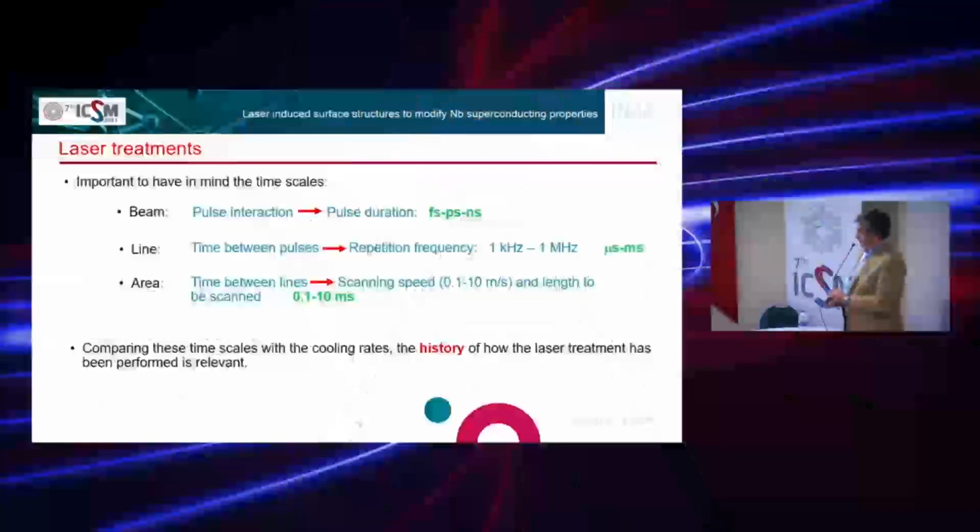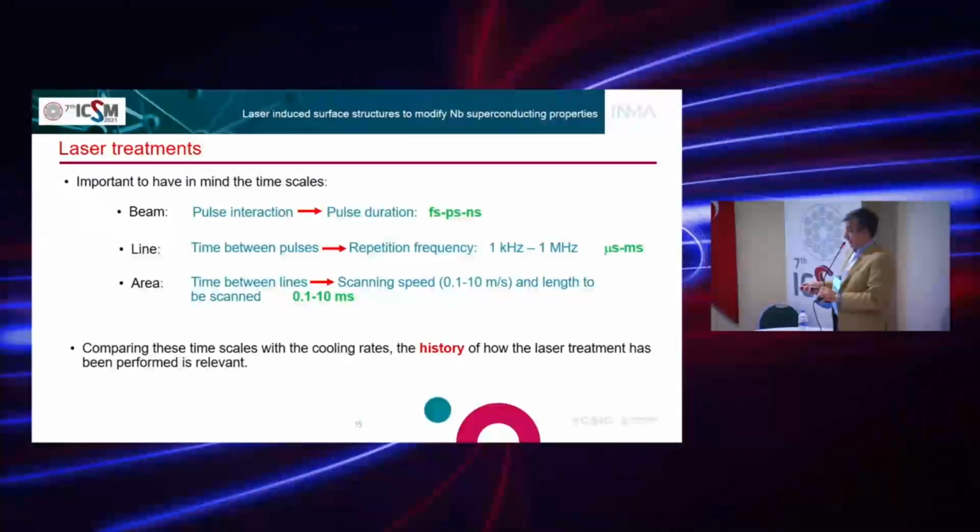And then when you scan the area, you must think that normally the time between two lines is associated with the speed of the laser and the distance you are scanning. And this is usually in the range of 0.1 to 10 milliseconds. So this is important because it means that it's not only important the level of energy you are applying to the surface, but also the history of how you have reached this level of energy.